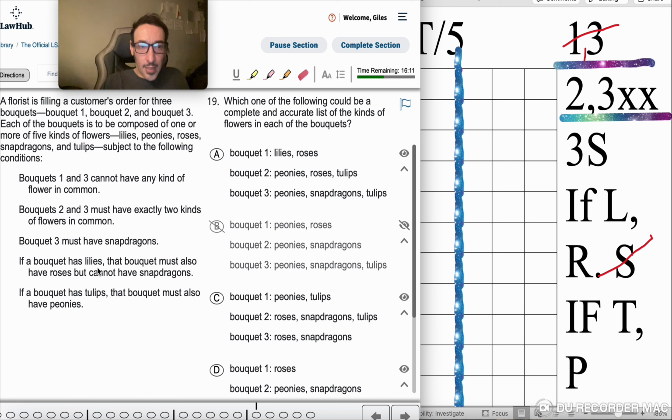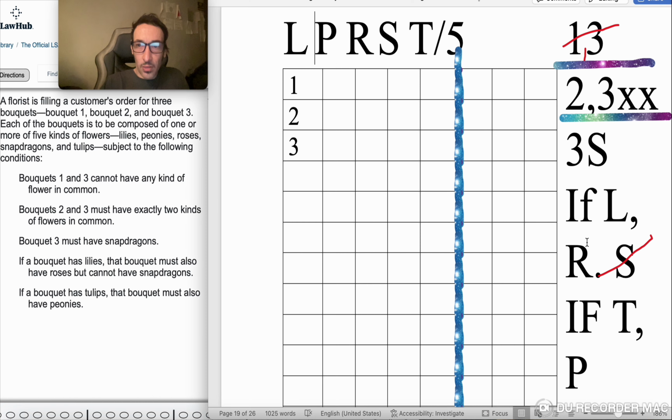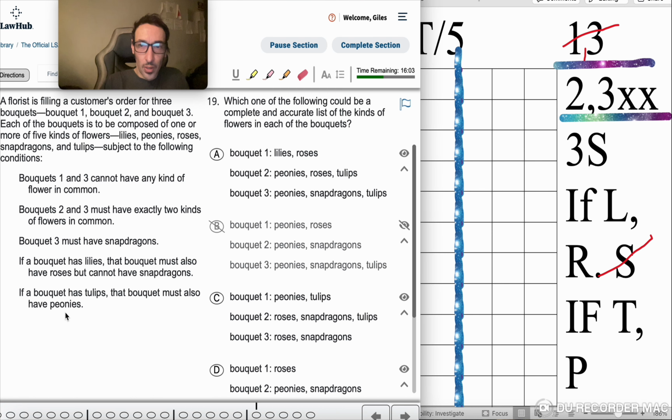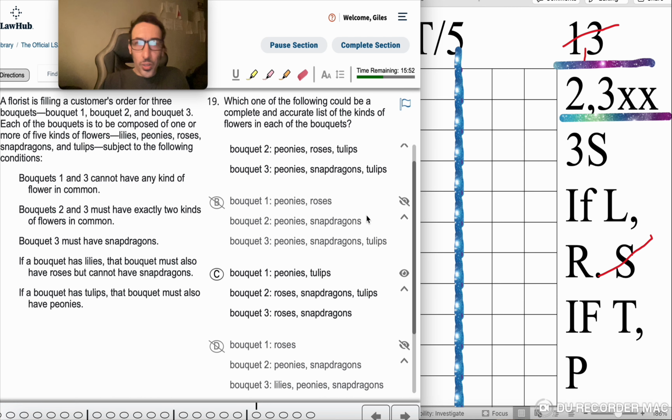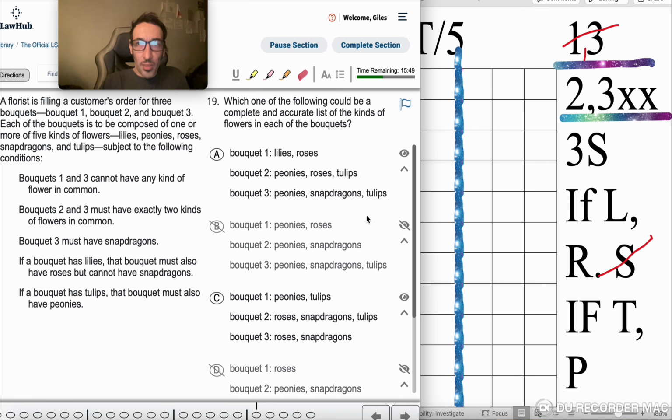If a bouquet has an L, the bouquet must also have an R but cannot have a snapdragon. So basically, if L, then R, but no S. Let's see if we see L, R. Good, we don't see L. We see L, but we don't see R, but we see S. That's against the rules. So we're using a method known as process of elimination to get to the correct answer. Right now we're left with A and C, 2 choices. Hopefully this last one will eliminate one of them.